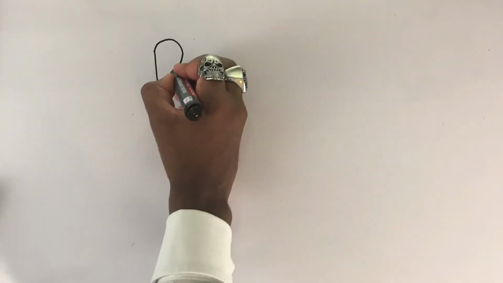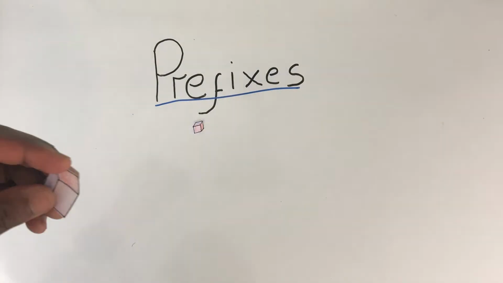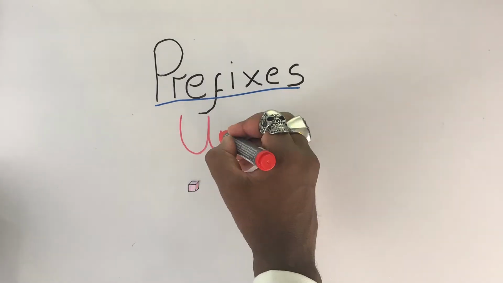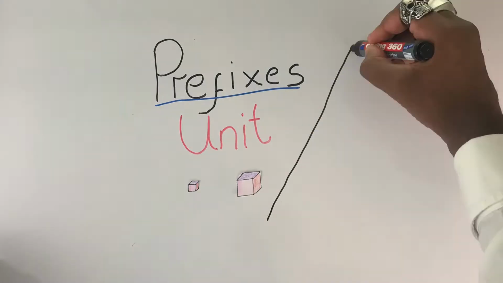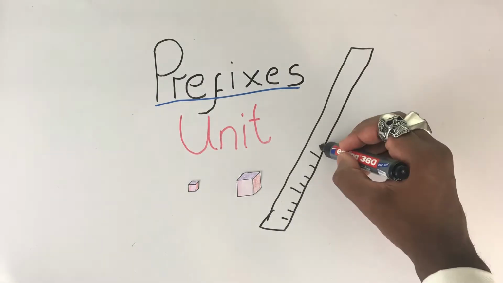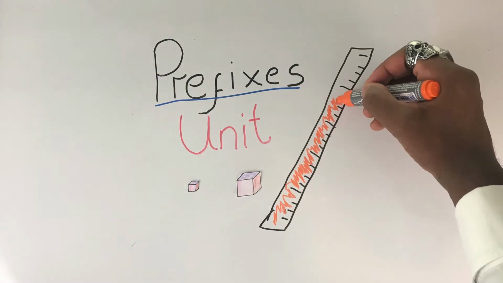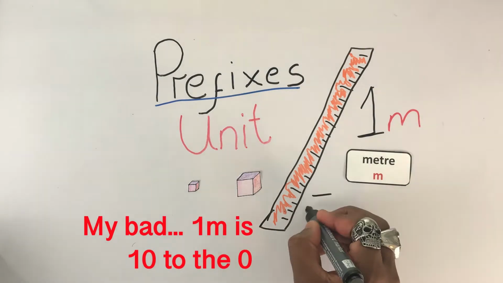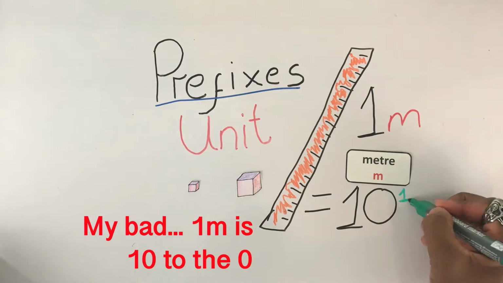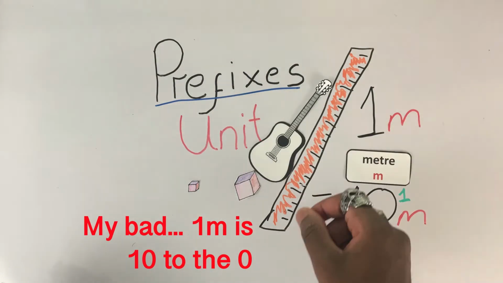This is a good opportunity to look at prefixes. A prefix tells you how big or small we've made a particular unit of measurement. The unit we'll be looking at is the meter because we're measuring length now. But this rule applies to all the other units that you encounter. A meter ruler is obviously 1 meter long, and we can write that like this: 10 to the power of 0 meters. This is roughly the length of a standard guitar.